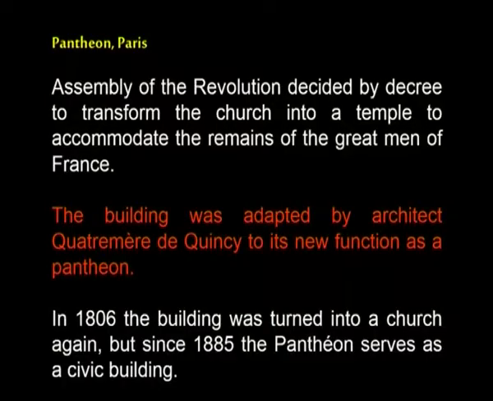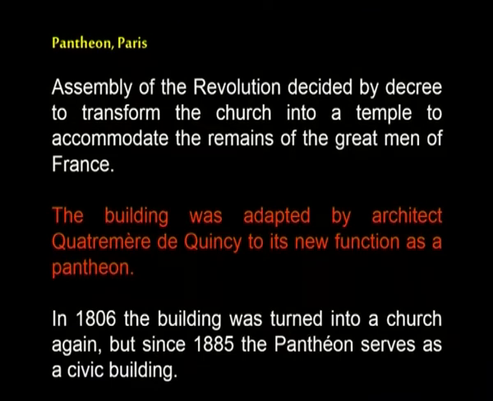Assembly of Revolution decided by decree to transform the church into a temple to accommodate the remains of the great men of France. The building was then adopted by architect Quatremere de Quincy to its new function as a pantheon. In 1806, the building was turned into a church again, but since 1885, Pantheon serves as a civic building. So, the function of the Pantheon kept changing from a church to the civic building on and off.